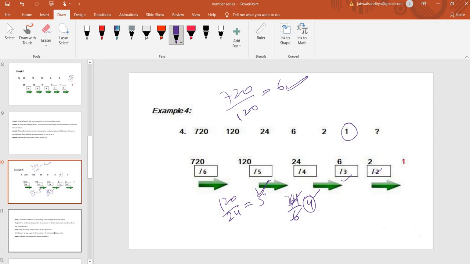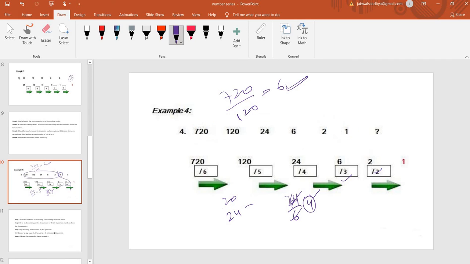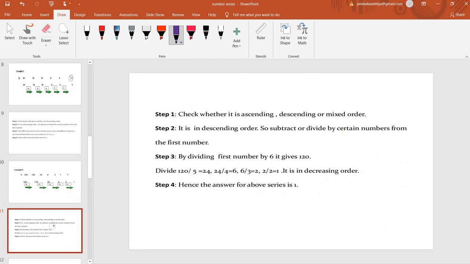So 2 divided by 2, it will come as 1. So this is what we have to find. I think they misprinted this value. So this is what they will give us here. This is what we have to find. These are very easy, we just have to follow some pattern. That's it.